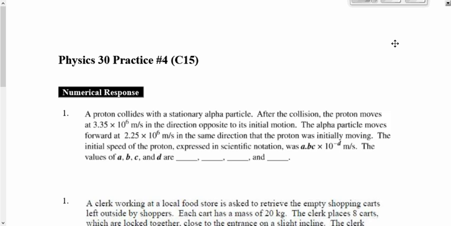This is set number 4. We start off with question number 1. It says a proton collides with a stationary alpha particle. You know what a proton is? Okay, a proton is one of those particles that's in the nucleus of an atom.